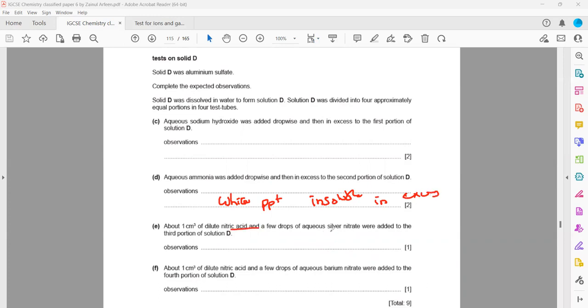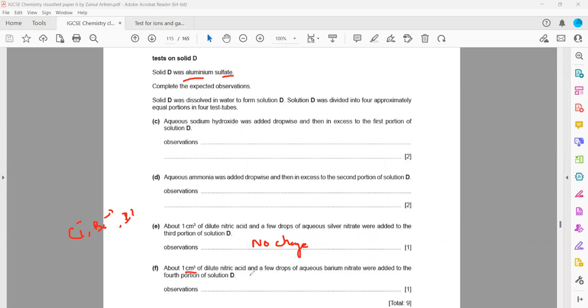Then nitric acid followed by silver nitrate. This is a test for halides. No halide, so no change. Because they already mentioned it contains aluminium and sulfate, there is no halide, so there will be no visible change. Whenever one ion is absent, you will always mention no change.